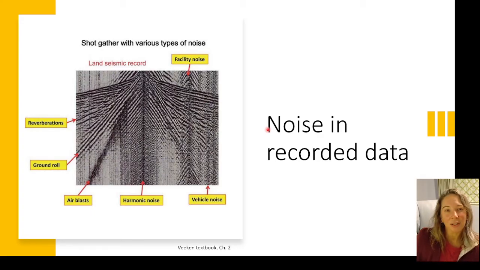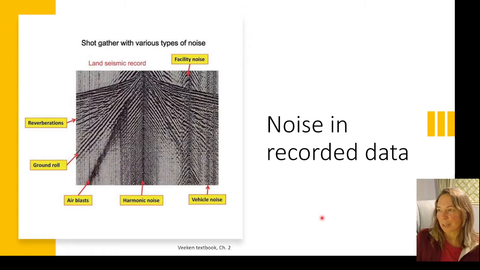There's a lot of noise that ends up being recorded, and this is an image from the Beacon textbook that shows all the various types of noise that you'll see in seismic data. Understanding these different noise patterns, it's good to just be aware of them in case you come across them in your seismic data. Typically, most modern seismic data that's processed by an industrial processor, they take care of a lot of these issues.